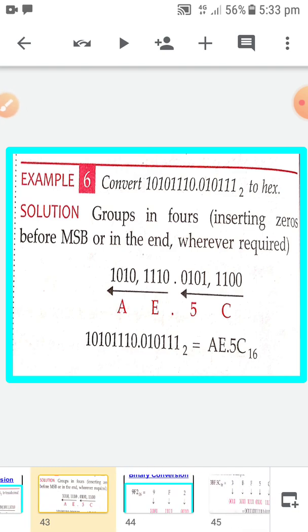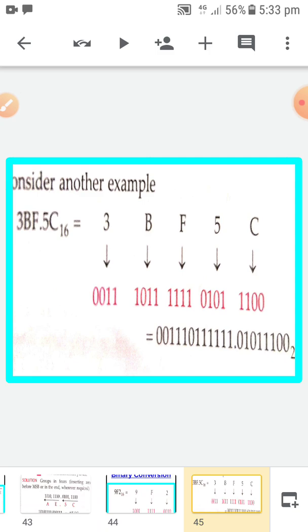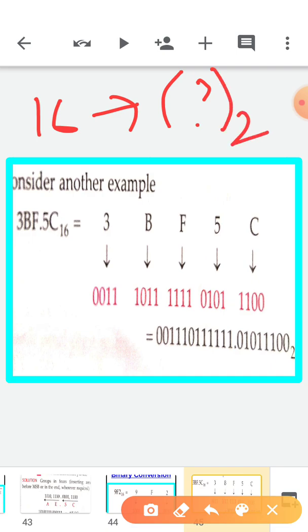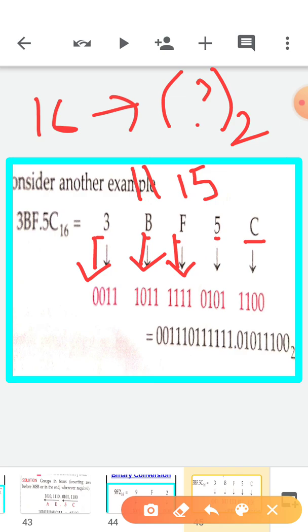Okay, so now let's see, again we have one more example. Now this example is in hexadecimal form, and you have to convert into binary form. How you can do this? See, 3BF5C. So write the binary of 3 for that. Write the binary. B means 11. F means, what is the meaning of F? 15. Write the binary of 15 here. Write the binary of 5 here.